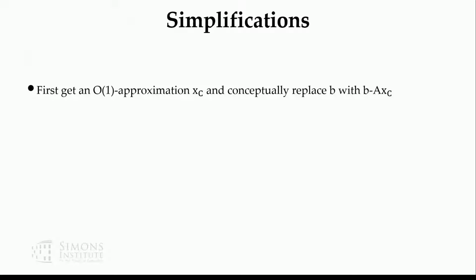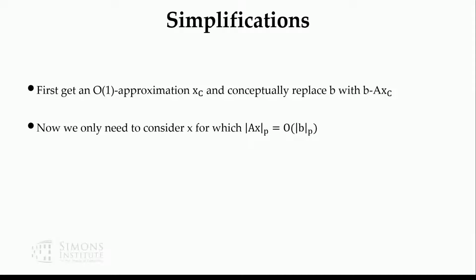Okay, so let me first mention some simplifications. We can first get an order 1 approximation, xc, as we just described. And we can conceptually, or even algorithmically, replace b with b minus A times xc. Okay, we don't actually have to do the subtraction, but every time we read an entry of b, we could replace it with this. You don't have to do this. In the analysis, you should think of b being replaced with b minus Axc. Why is this useful? Well, now you see that the norm of the new b is order opt.